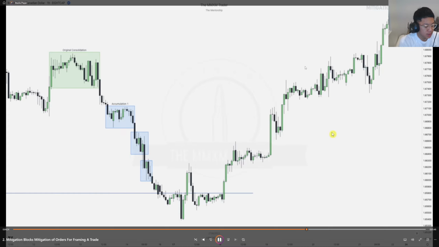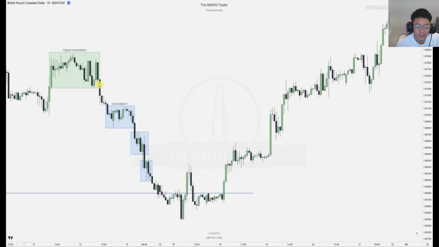What does that look like on the 1 hour chart? No, with the start of a market maker buy model, we need an original consolidation, right? Over here, we've got that original consolidation. Accumulation phases down here until we reach that higher time frame key level. Smart money reversal down here. And now we're going to use those bearish order blocks on the buy side of the curve, right?